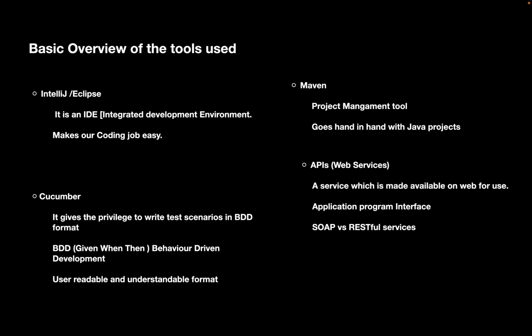Then the API web services. To put it precisely, it is a web service or API. These words are used interchangeably. A web service is a service that is made available on the internet, so you can use that service. You can call that service by using a URL. That service can be private or public. Private URLs may need some extra authentication. Public can be accessed directly.